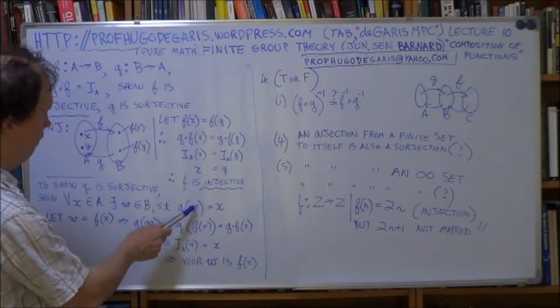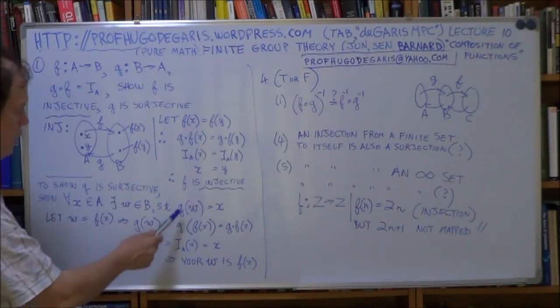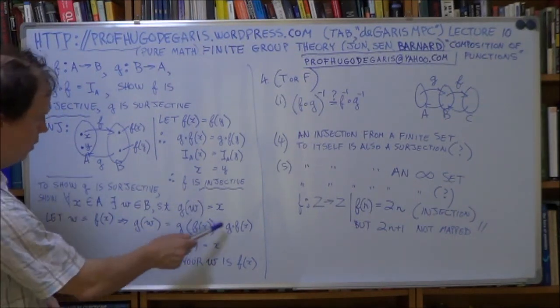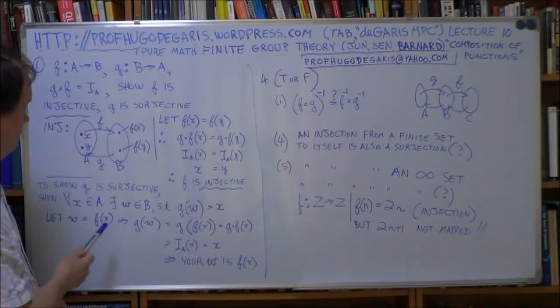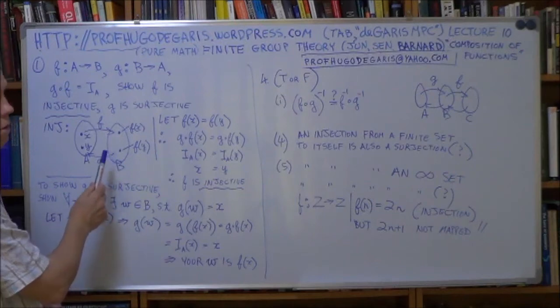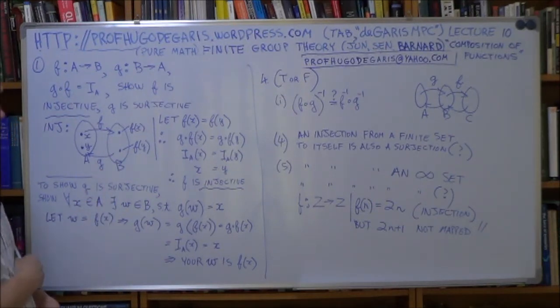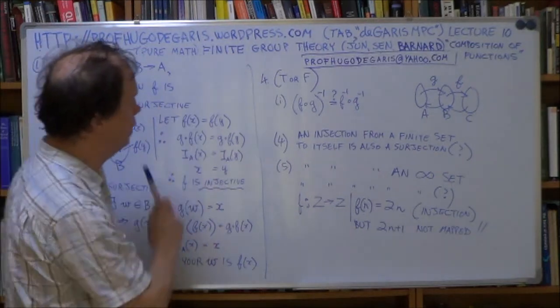If we choose W to be just f of X, that will work, right? G of f of X gives you X. So for any X here, the corresponding element in your domain will just be f of X. Okay? Alright, so that's done.